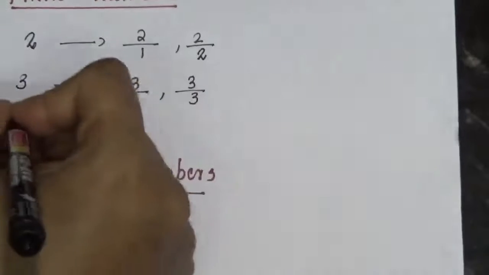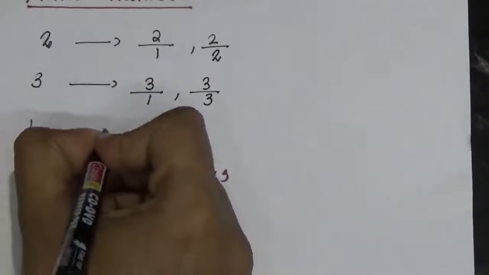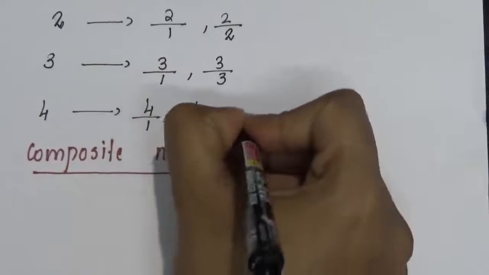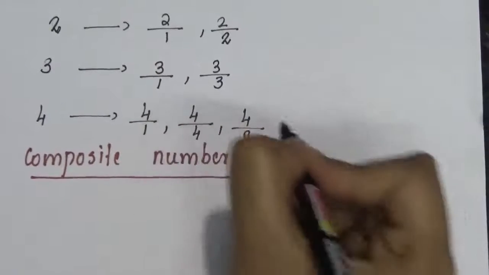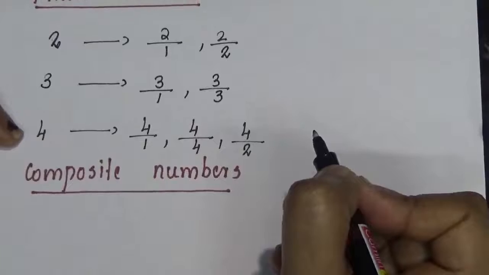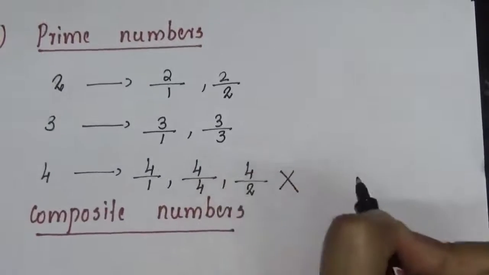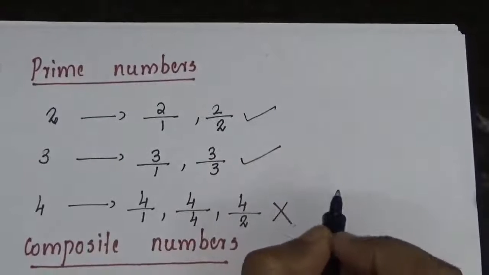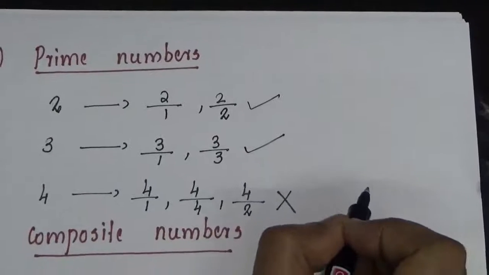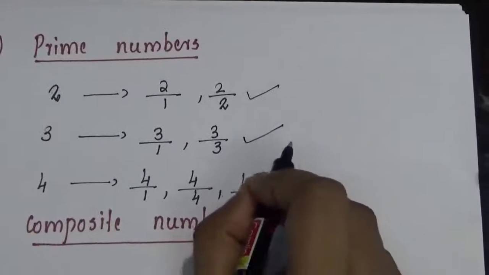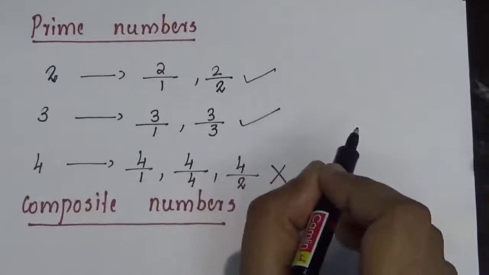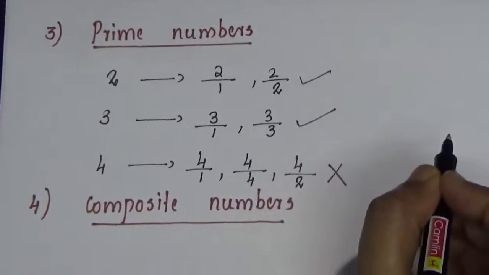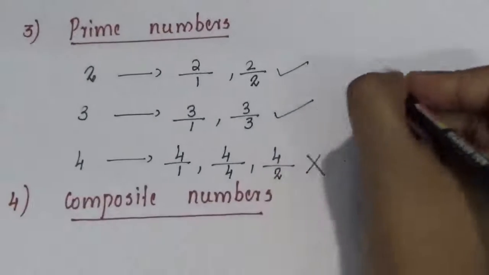Now what about 4? 4 is divisible by 1, 4 is divisible by itself, and 4 is divisible by 2 also, because 4 is a multiple of 2. So this number is not a prime number, but 2 and 3 are prime numbers. So what do you mean by a prime number? A prime number is a number which is divisible by 1 and itself only. So what are the first 10 prime numbers?